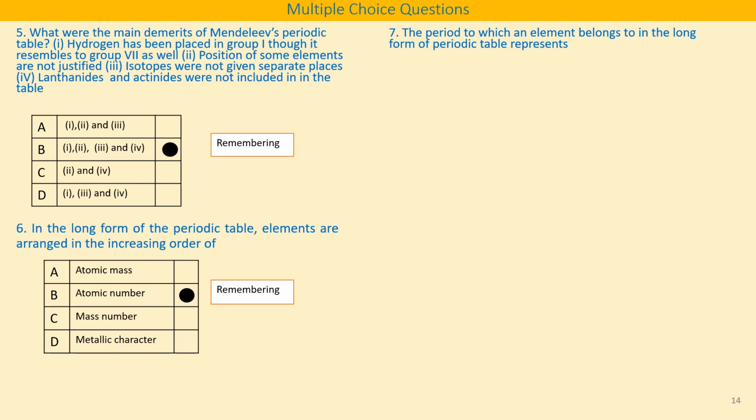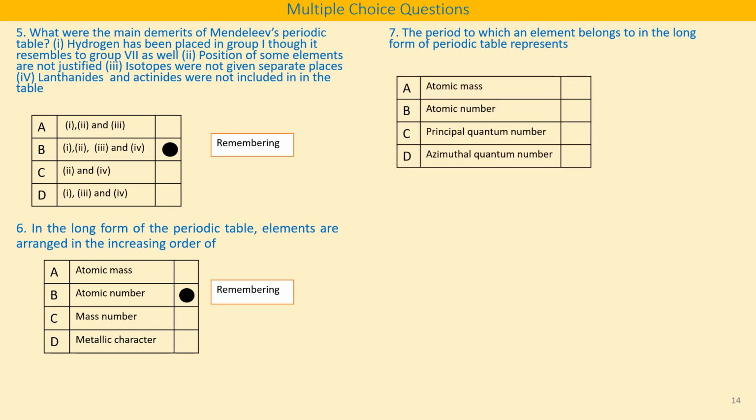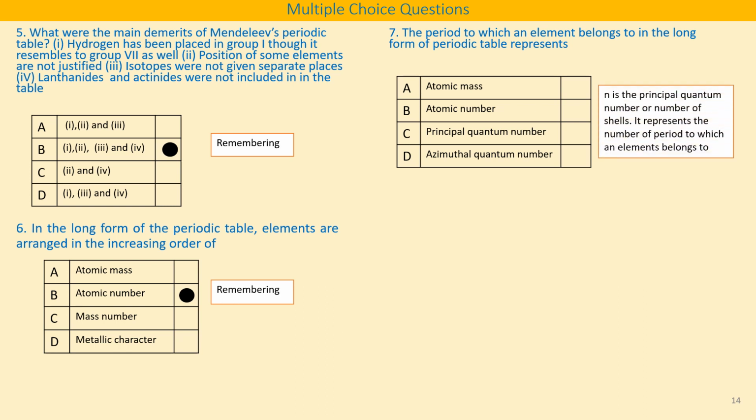The period to which an element belongs to in the long form of periodic table represents. Option A atomic mass, option B atomic number, option C principal quantum number, option D azimuthal quantum number. Please pause the video, read the question as well as the options and mark the correct answer. I will give the explanation for the correct answer. N is the principal quantum number or number of shells. It represents the number of period to which an element belongs to. Hence, the correct answer is principal quantum number. Please mark the option C.